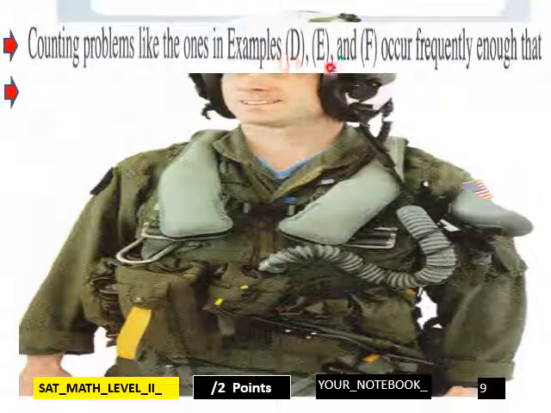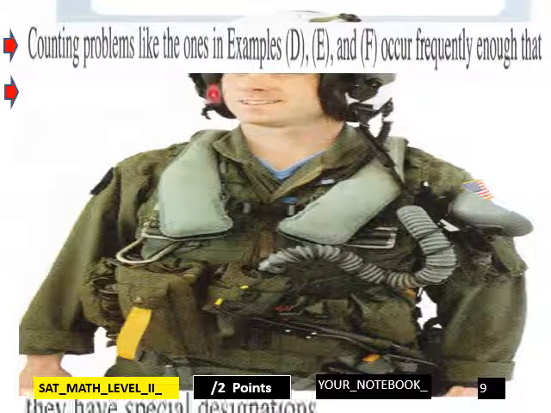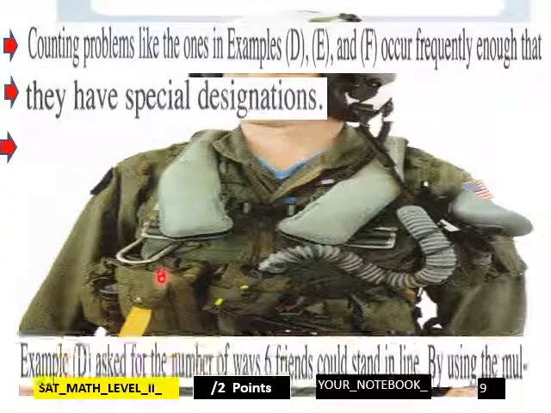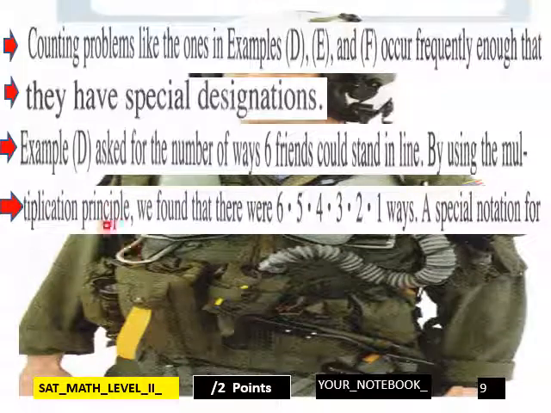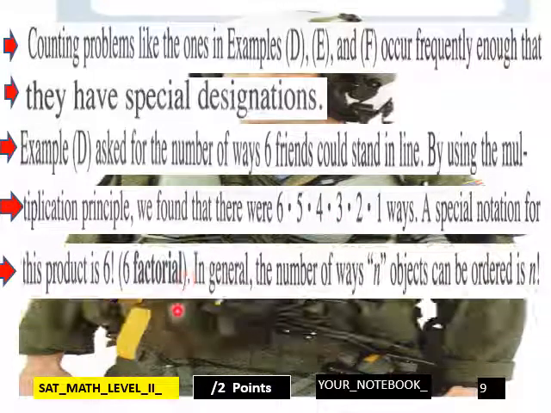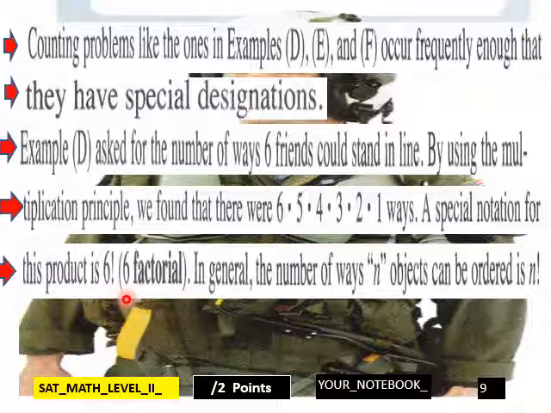Counting problems like the ones in D, E, and F occur frequently enough that they have special designations. Example D asks for the number of ways 6 friends could stand in line. By using the multiplication principle, we found that there were 6 times 5 times 4 times 3 times 2 times 1 ways. A special notation for this product is 6 factorial. In general, the number of ways n objects can be ordered is n factorial. So remember factorials? If you're a little rusty on that, I have packets for that too.